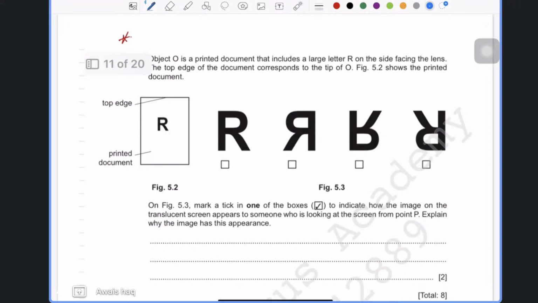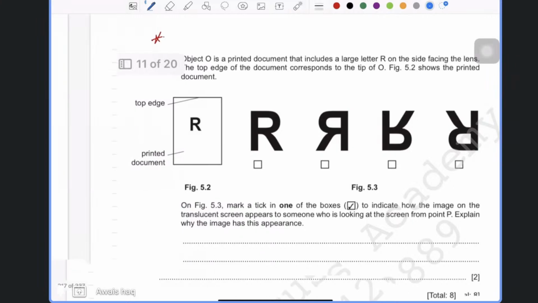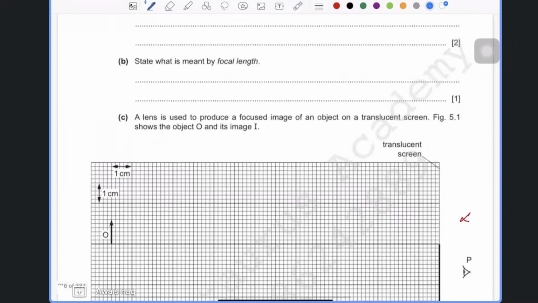So in this question it says object O is a printed document that includes a large letter R on the side facing the lens and the top edge of the document corresponds. So tick one box to indicate how the image appears to someone who's looking at the screen from the point P. Explain why the image has this appearance. Okay. So first of all we need to see what the image is.